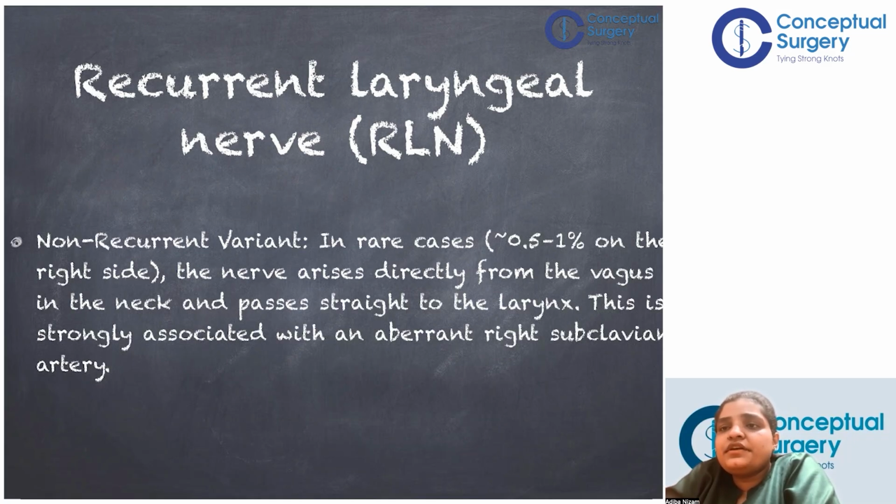There is a non-recurrent variant where the recurrent laryngeal nerve directly proceeds to supply the larynx and it does not loop around the vascular structures. That is a very rare phenomenon, and when this happens, it is more common on the right side.